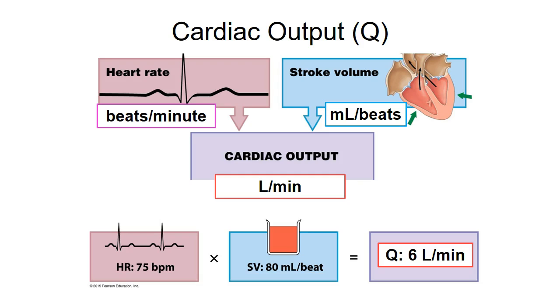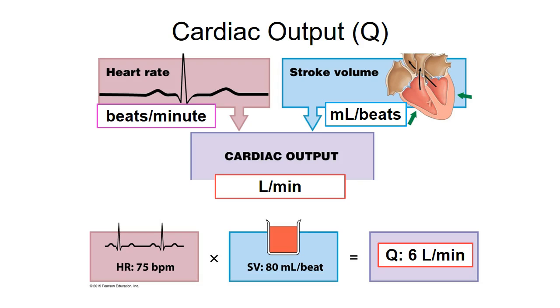Okay. Now, how did we get to stroke volume? Anybody remember that one? So it was the amount of blood that we started with in the ventricle, right? So that is end diastolic volume. And then how much was left after systole, right? So that's end systolic volume, right? Okay.